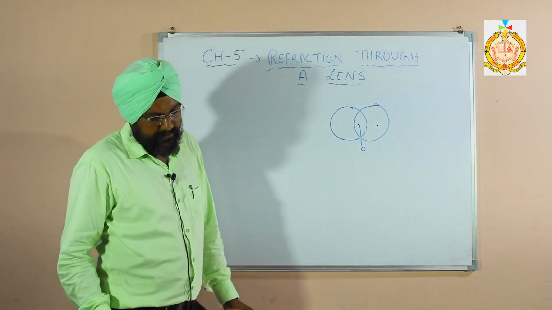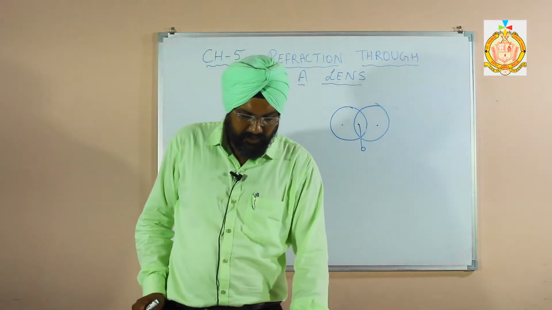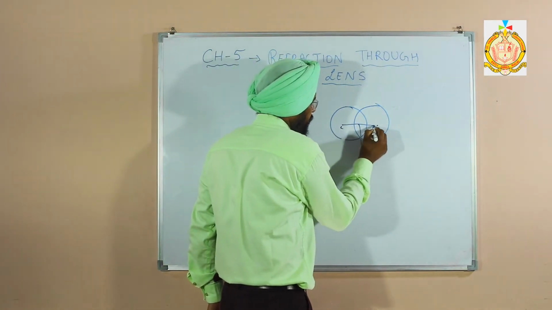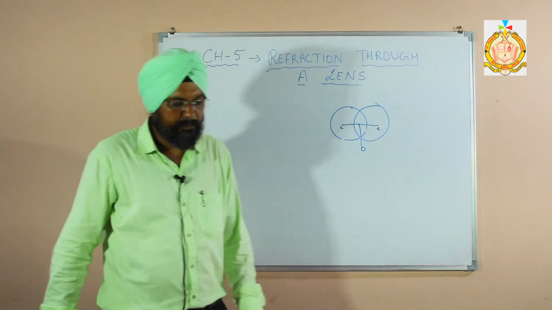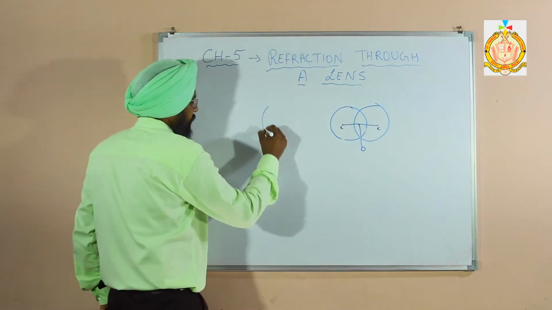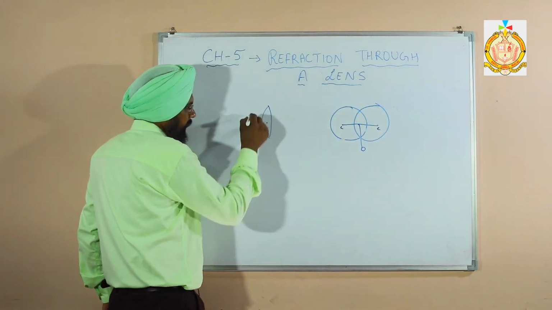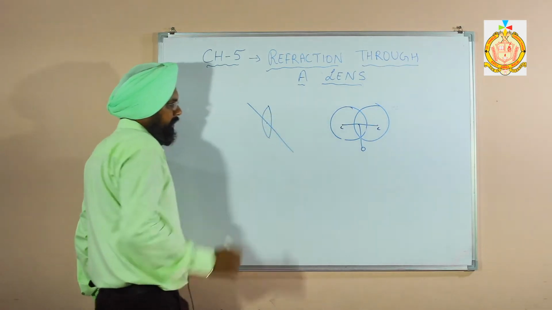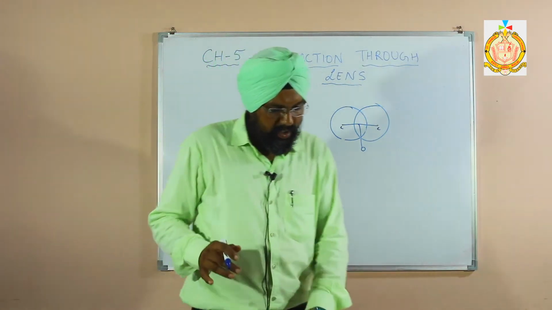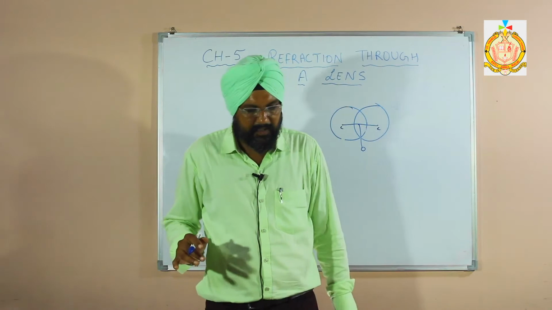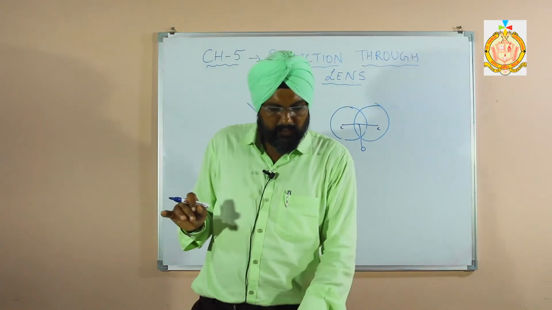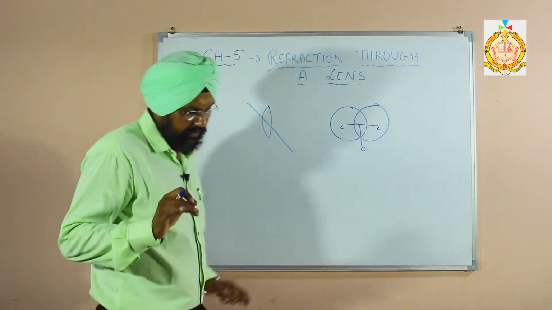Now the next one is the principal axis. That means the line joining the centers of curvature of the two surfaces. This is the center, this is the center. The line joining the two centers of curvature is called the principal axis. So the optical center means the center of the lens. Any ray passing through the optical center goes undeviated. Undeviated means unbent, without bending. Such a ray of light passing through it emerges parallel to the direction of the incidence.